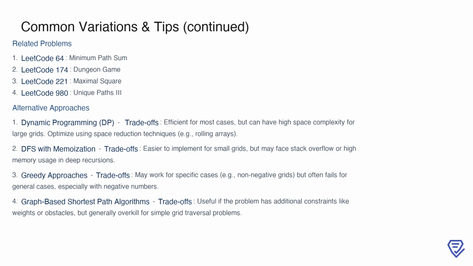Greedy approaches may suffice for specific cases, such as non-negative grids, but they often fail in general scenarios involving negative numbers. Lastly, graph-based shortest path algorithms can be useful when additional constraints like weights or obstacles are present, though they're typically overkill for simpler grid traversal problems. By exploring these methods, you'll be well equipped to handle variations and optimize your solutions effectively.